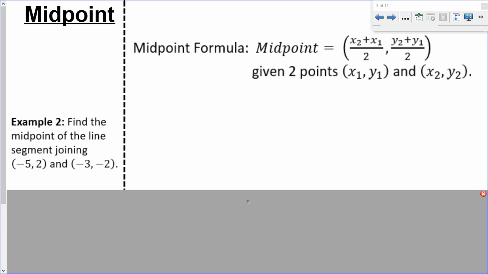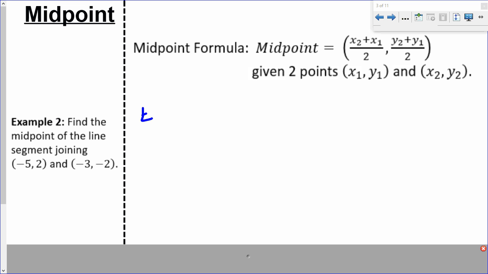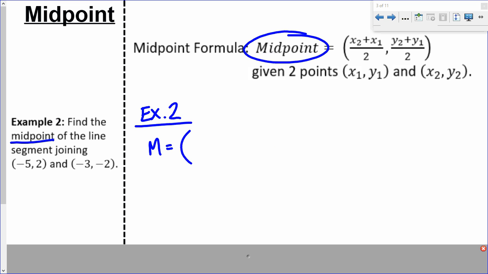Okay. All right, so example 2. Find the midpoint of the line segment joining -5, 2 and -3, -2. So when they give you 2 points and they say find the midpoint, then we're going to use the midpoint formula. I'll just use capital M for midpoint. So we add the x's. My x's are -5 plus -3, and then divided by 2. My y's are 2 and -2, so 2 plus -2 divided by 2.